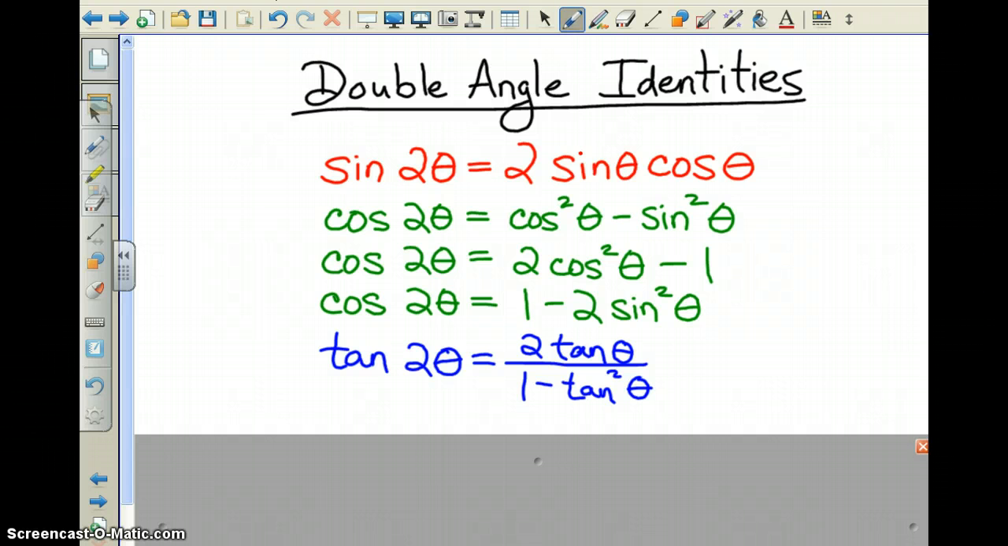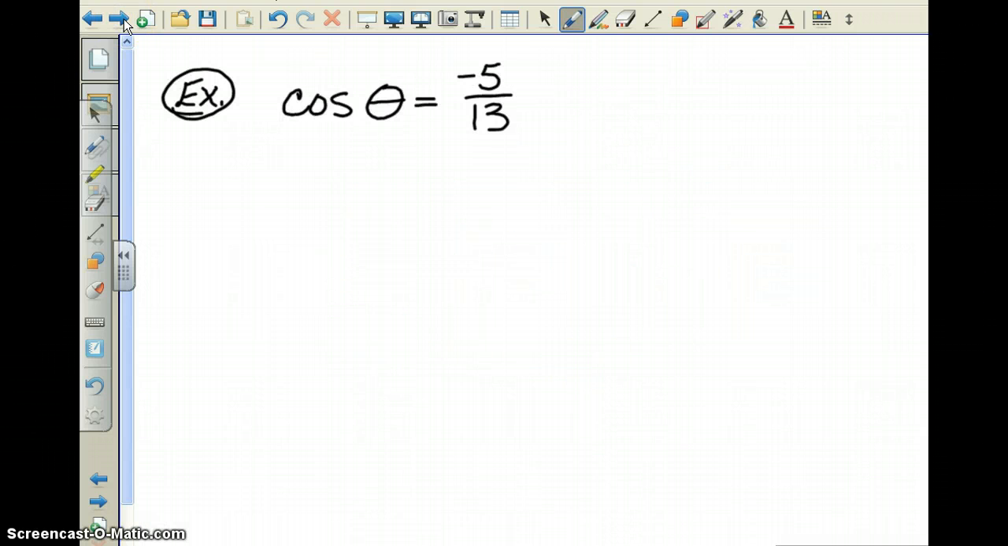Let's take a look at what you're going to be expected to do with these identities. So given that cos theta is negative 5/13, we know since cos is negative, that means it can either be in quadrant 2 or quadrant 3. Now I'm going to tell us which quadrant we're going to be in. We're going to be doing theta is in between 90 degrees and 180 degrees, which essentially means quadrant 2.